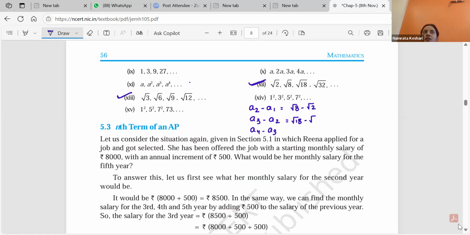Once you started learning the concept of square roots, there you also learned that if you have root 8, you can write it as 2 into 2 into 2 inside the root, and hence it can also be written as 2 root 2. So if we write it as 2 root 2 minus root 2, our answer is just root 2 over here, right?